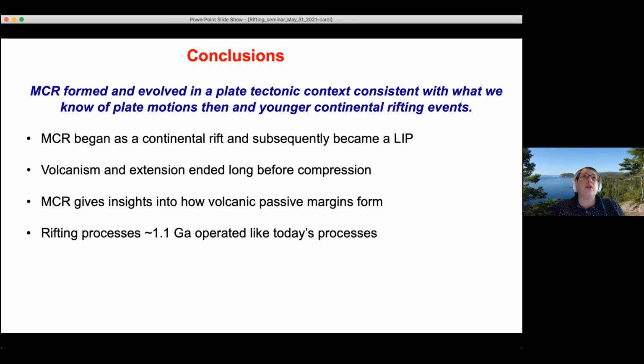And one of the other issues is that because of the subsequent collisions with the Grenville, with the magma formation of Rodinia, and then rifting, we really have very little data about what the Amazonia margin would have looked like. Okay, thank you.